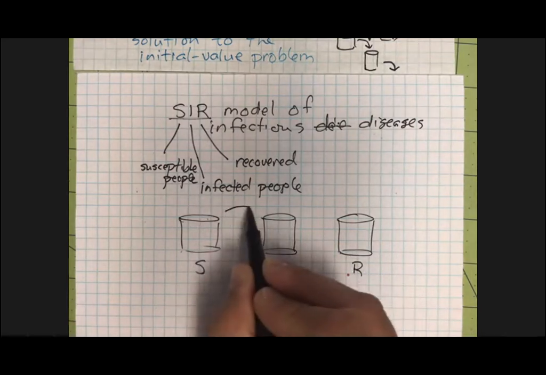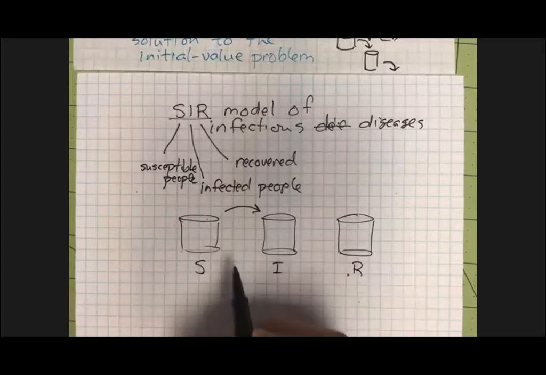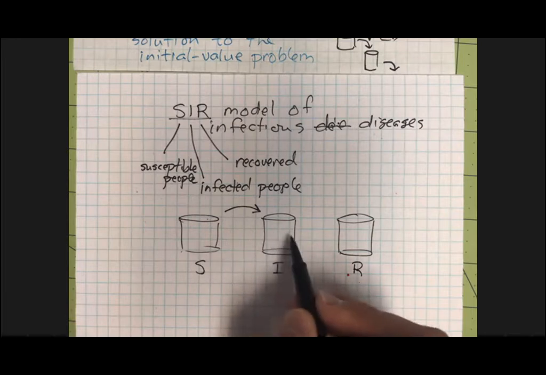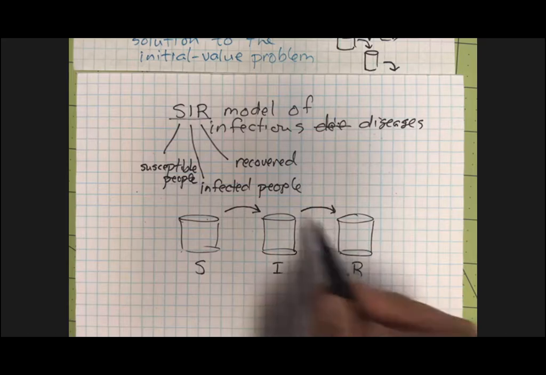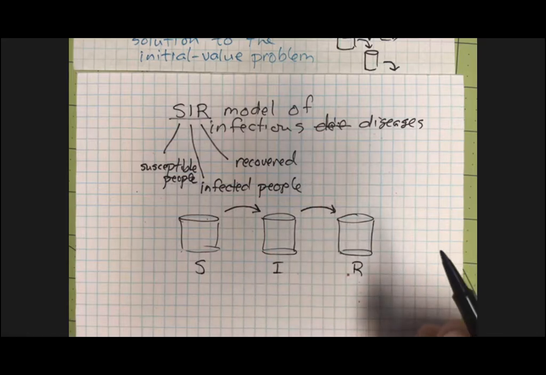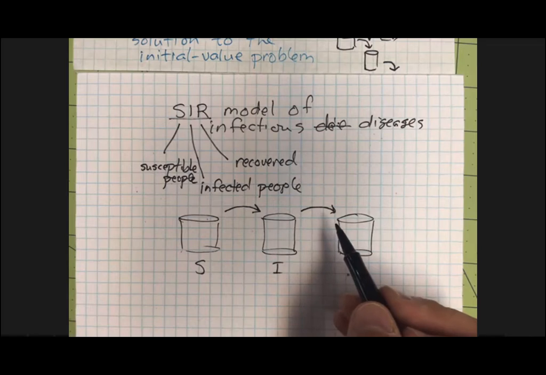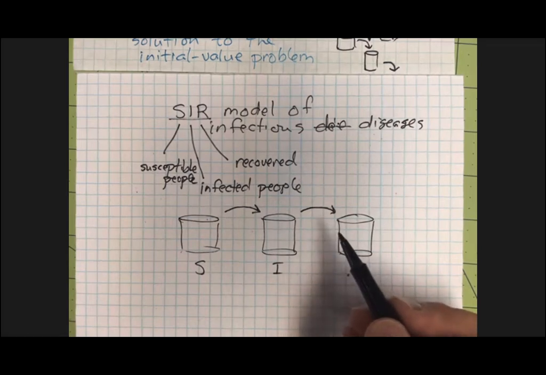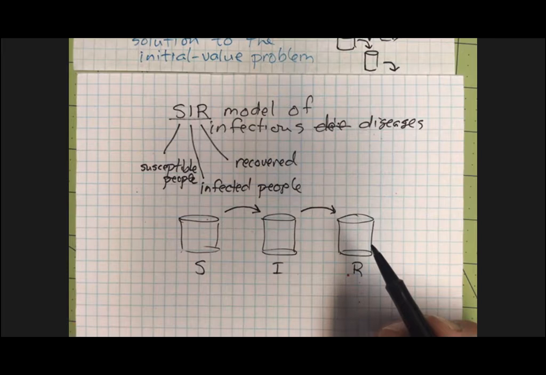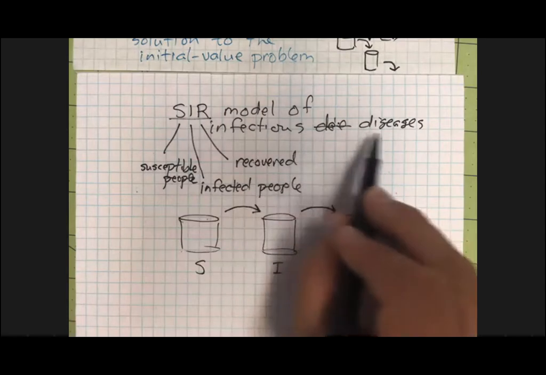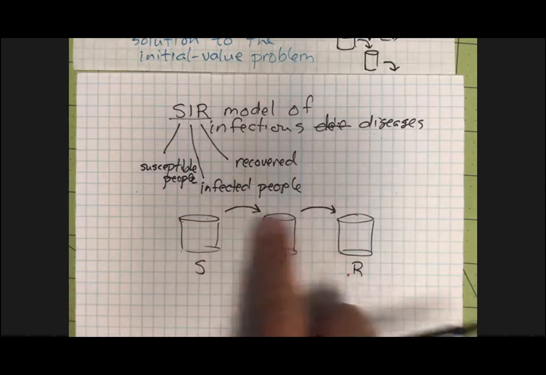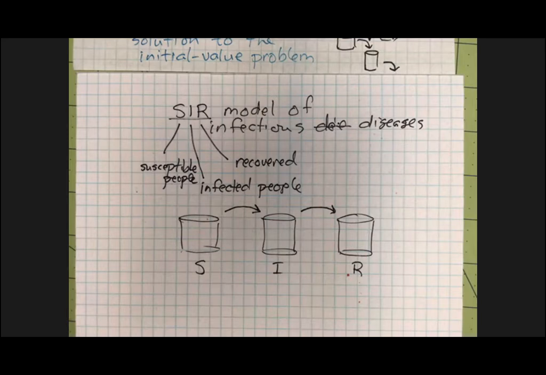People move from being susceptible to infected at a certain rate. If it's really contagious, they become infected quickly. Infected people go through, let's take something benign like the common cold, and become recovered after a certain number of days, or maybe recovered by some other means. Don't say vaccination, we'll talk about that later. You see, this models infectious disease as three buckets, and we have to trace the rate of change between the buckets. This is a mixing problem.